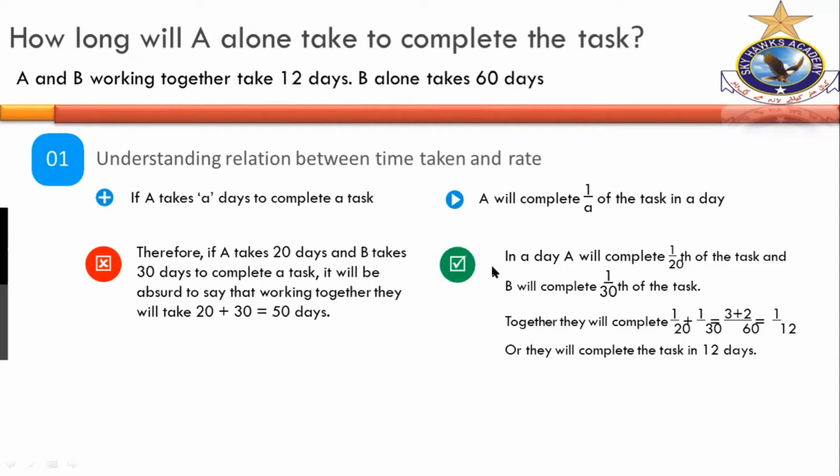Please read this one. In a day, A will complete 1/20th of the task and B will complete 1/30th of the task. Together, they will complete 1/20 plus 1/30 equals (3 plus 2) over 60, which is equal to 1/12, or they will complete the task in 12 days.